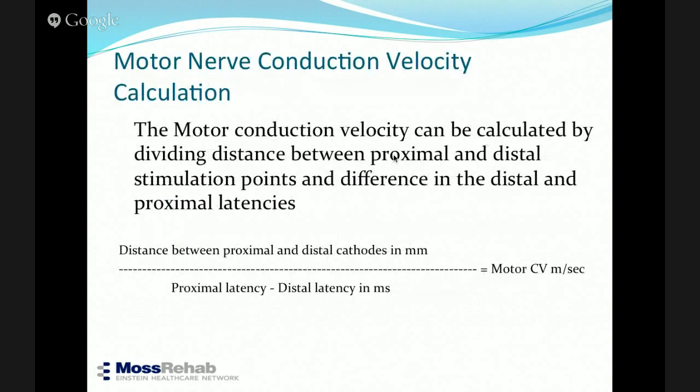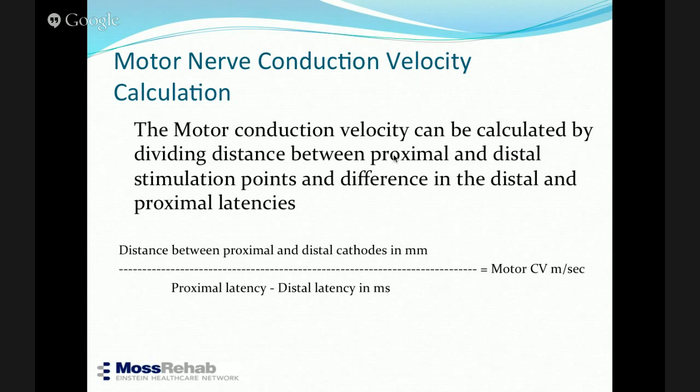So we said that we get the distance between the proximal and distal cathodes in millimeters. If this is 25 centimeters, that's 250 millimeters, and the proximal latency was 10 and the distal latency was 5, the difference between the two is 5. And the conduction velocity would be what? The 5 would be milliseconds, I mean, 5 milliseconds.